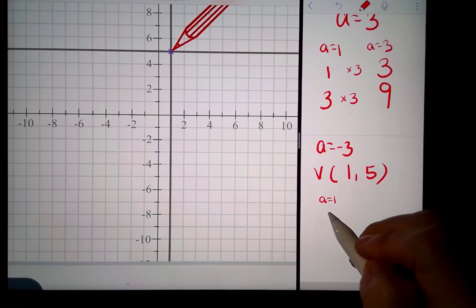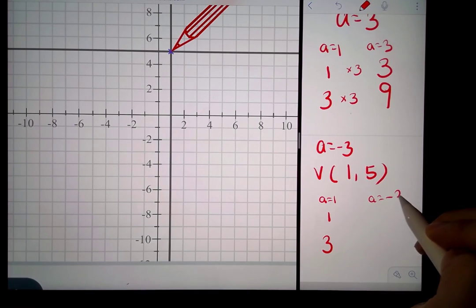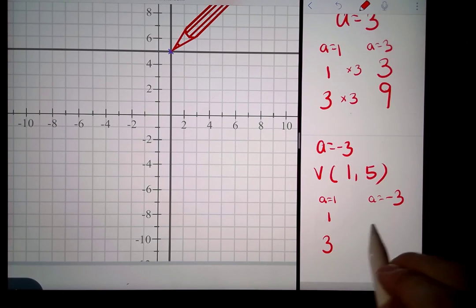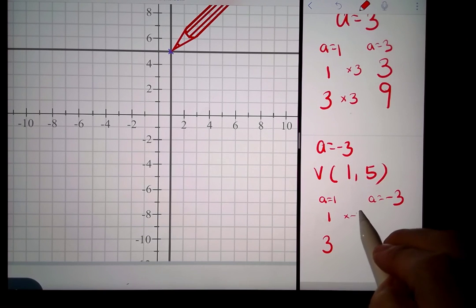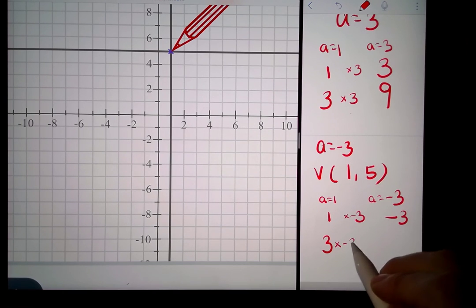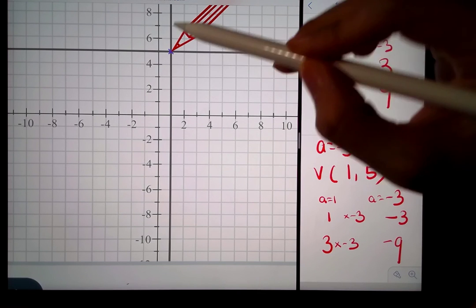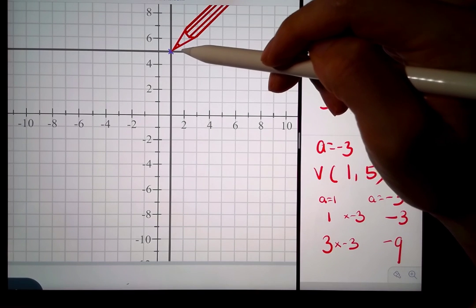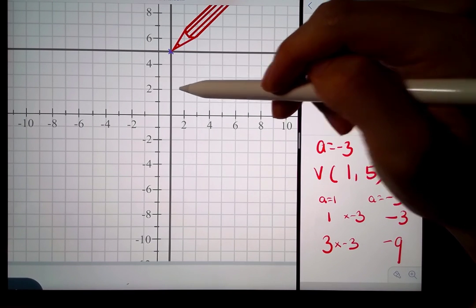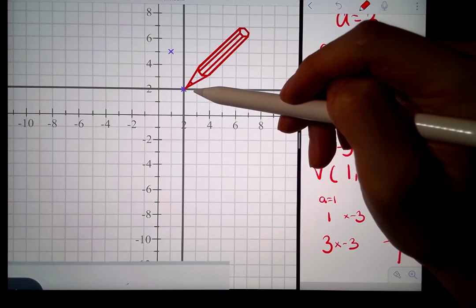When a is 1, we go 1 and 3, right? When a is negative 3, then you multiply by negative 3. So times by negative 3, then you get negative 3. You times by negative 3, then you get negative 9. So negative 3, that means you go down 3. So you move 1 to the right and go down 3. 1, 2, 3.